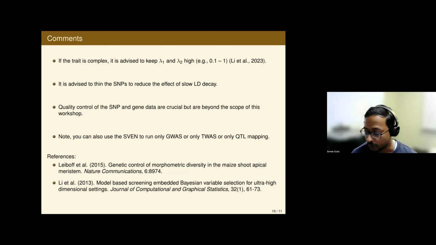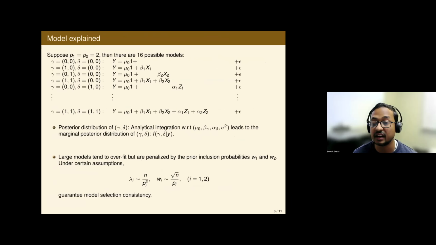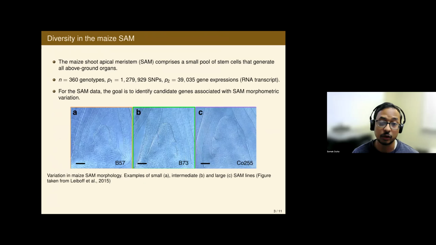So in this data set we had 369 lines. We actually had 369 genotypes, but we didn't have gene expression data on 9 of those genotypes. So we had to drop them. So not right now, but we are working on extending these methodologies to the case where you may have missing gene expressions. So that's probably going to be discussed in next year's workshop.